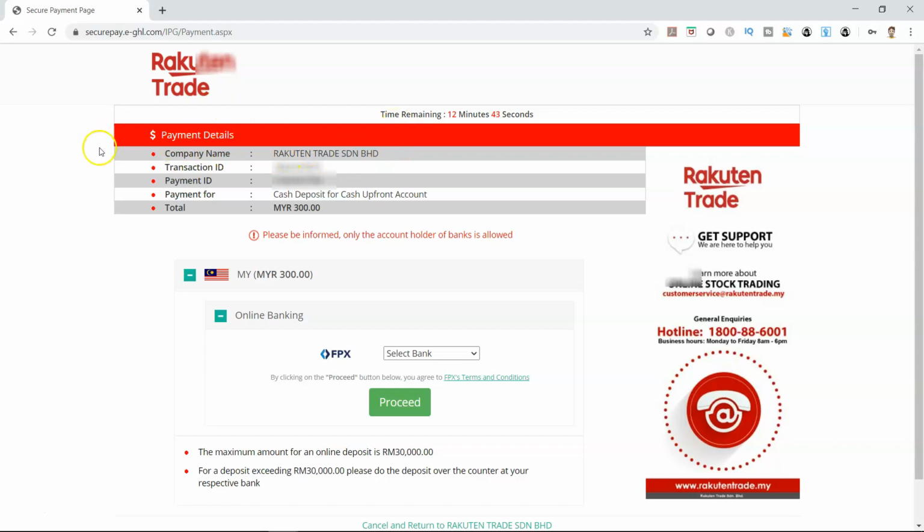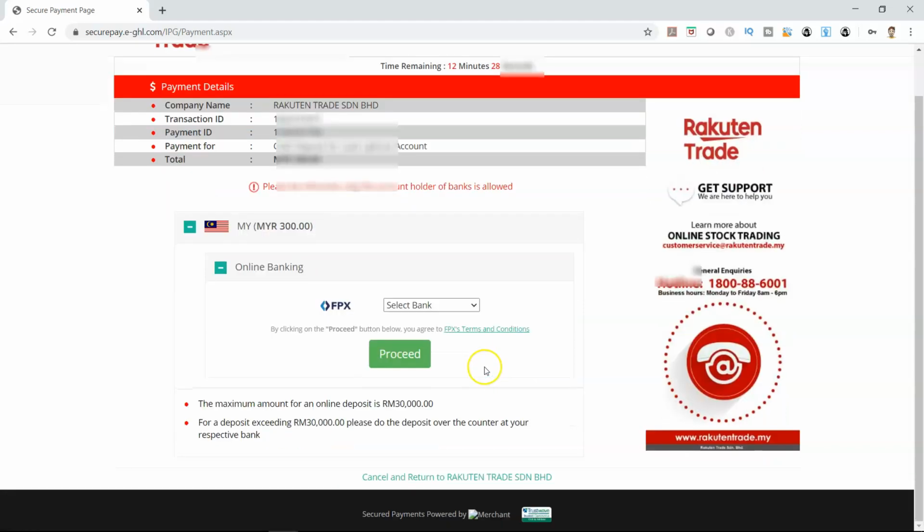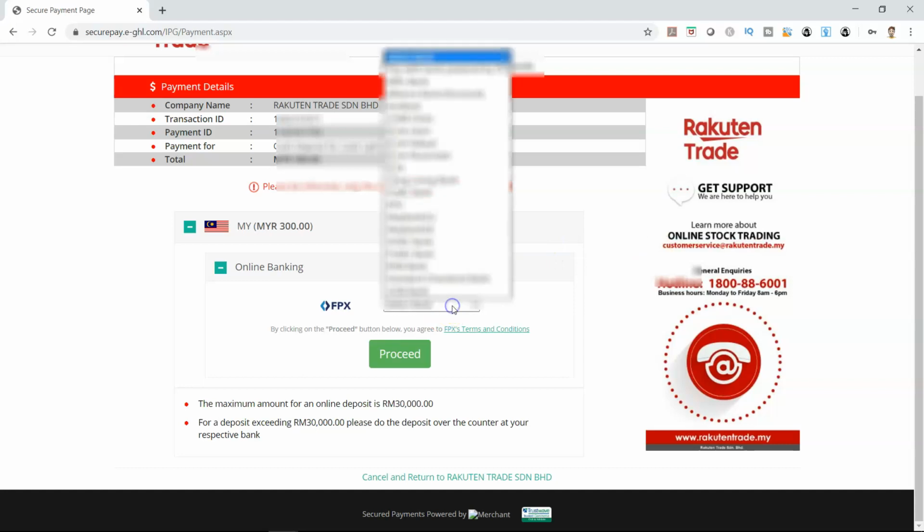The money goes from the bank account to our Rakuten Trade account. This is our ID number, and this is for a cash deposit over here. Next, we can see that the amount is 300 ringgit. On the bottom, we can see a slight explanation. The maximum amount for an online deposit is 30,000 ringgit. So mine is only 300 ringgit, so it should be okay.